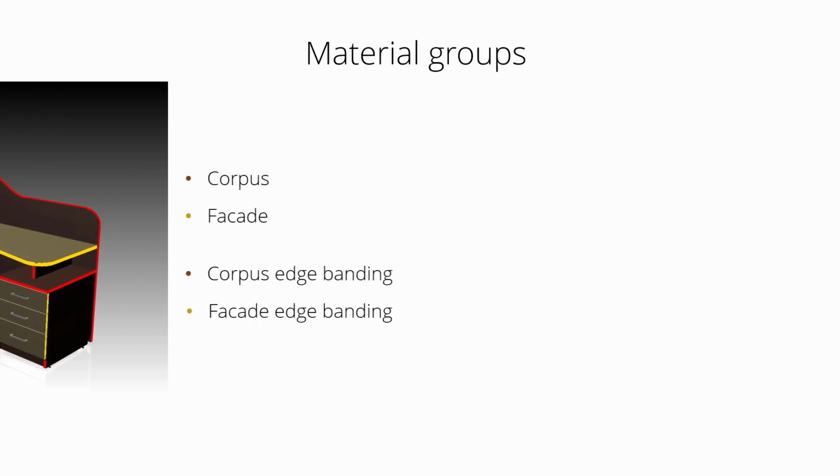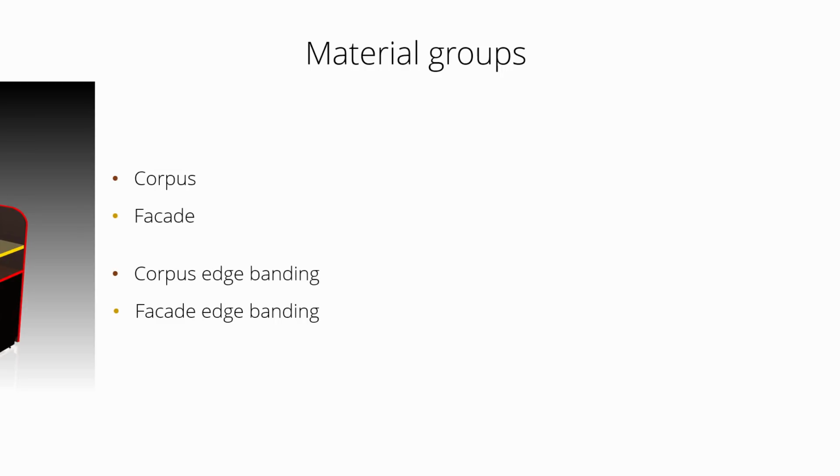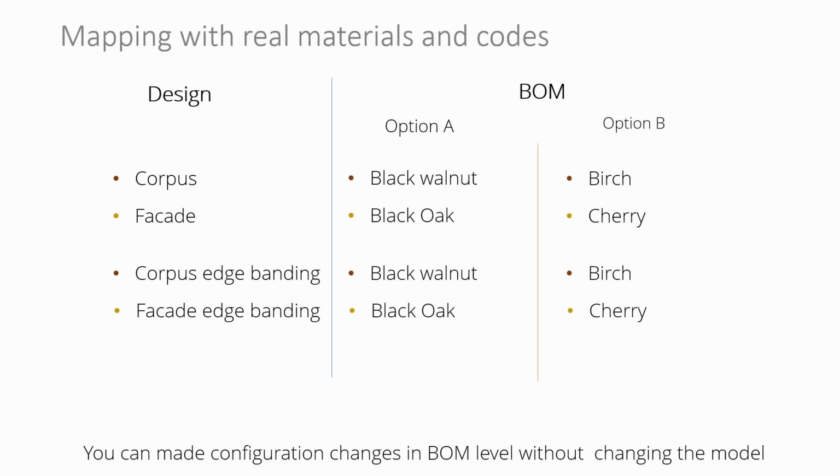Once it's done, later during the design process, we will do some adjustments, and finally, when we go to the BOM, we can do a so-called mapping operation, which basically connects the data from your design stage with real codes and names of those materials. What it allows you to do is have one single model with many different BOM variations.